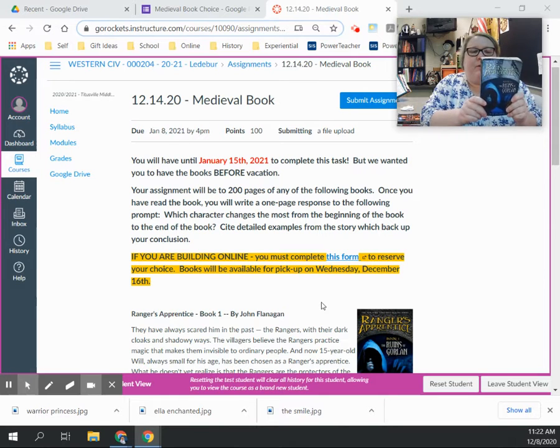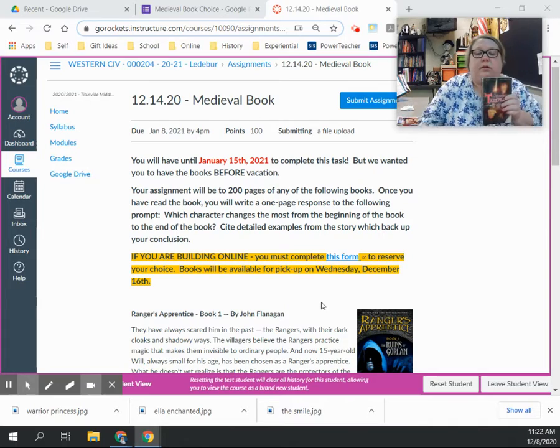Okay, book number 1, Ranger's Apprentice. If you've read this book, there are, I don't know, something like 14 or 17 in the series. You can read another one of John Flanagan's books. This is fantastic. Love it. Love all of them. It follows a male character throughout him becoming a ranger. Very, very good book.